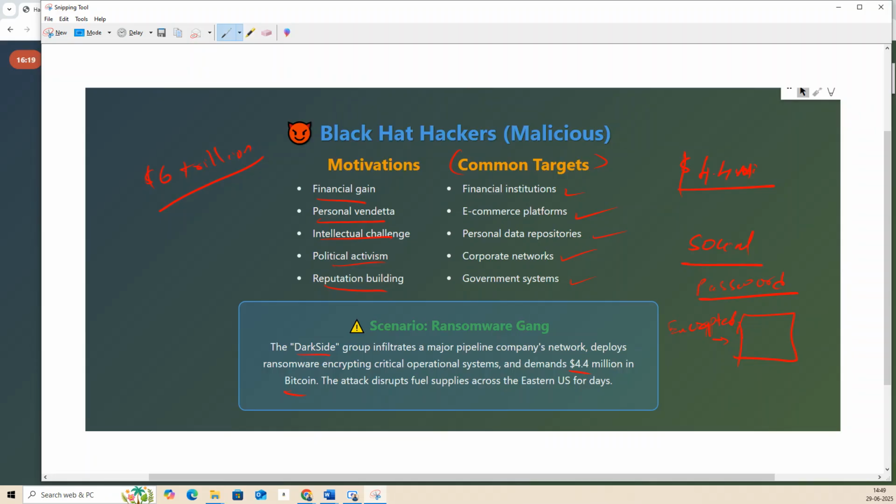These aren't script kiddies in their parents' basement. These are professional criminal organizations with business models, customer service departments and profit sharing agreements. They are running cybercrime like a Fortune 500 company. But not all hackers fit neatly into the good guys versus bad guys category. Let's talk about the gray hat now.